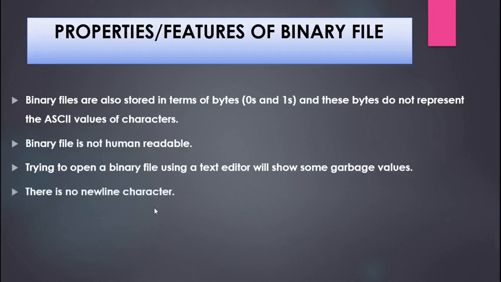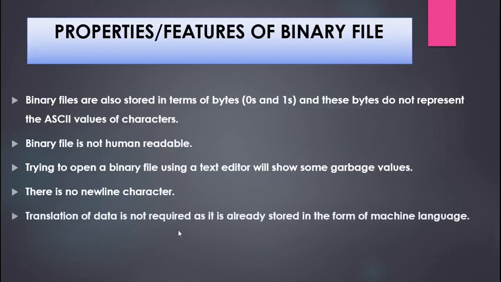When you have worked with the text files, you know that every line or string is terminated by a new line character, that is \n. But while you are working with binary files, there is no new line character, as the data is stored in the form of 0 and 1, which is nothing but the machine language. The translation of data is not required, as it is already stored in the form of bytes or machine language, and that's why it takes less processing time. So these are the various features of binary files that differentiate it from the text files.